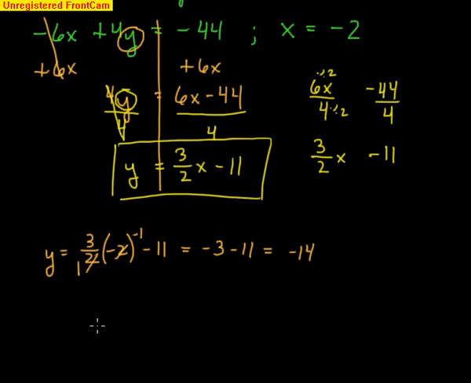So I want the answer as a point. X, y. X was negative 2 and y was negative 14. There is the solution to the second part.